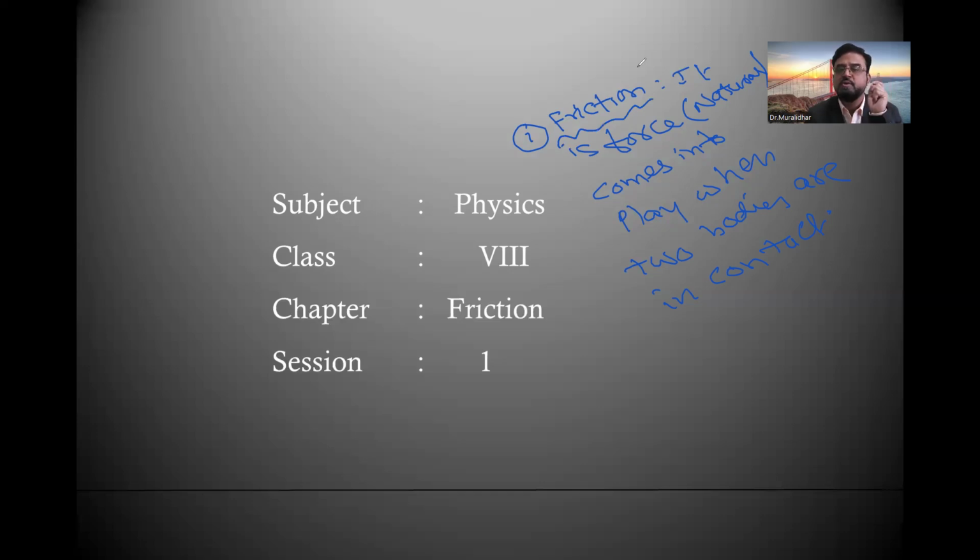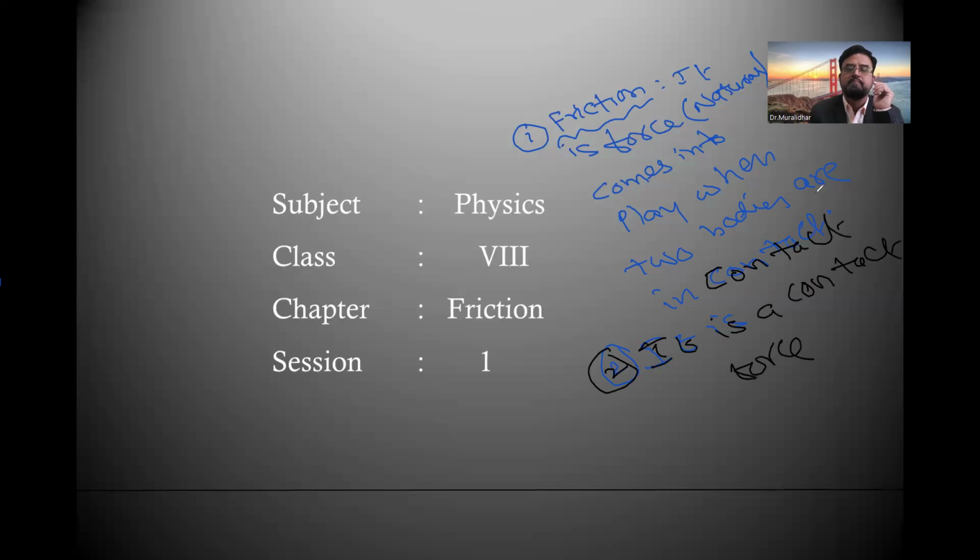It is a natural force which comes into play when two bodies are in contact. It means you can call it a contact force. When two bodies are in contact, it will come. There are two types of force, contact and non-contact. So note these 2 points. Friction is a natural force which comes into play when two bodies are in contact. Hence, it is called a contact force. Wherever two bodies are in contact, this force comes into play. Clear? Such a natural force exists in nature.